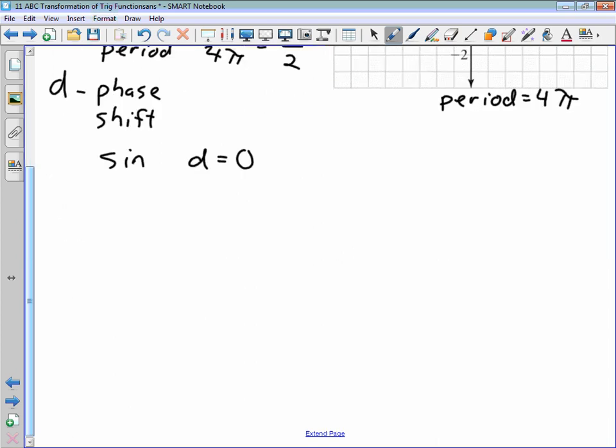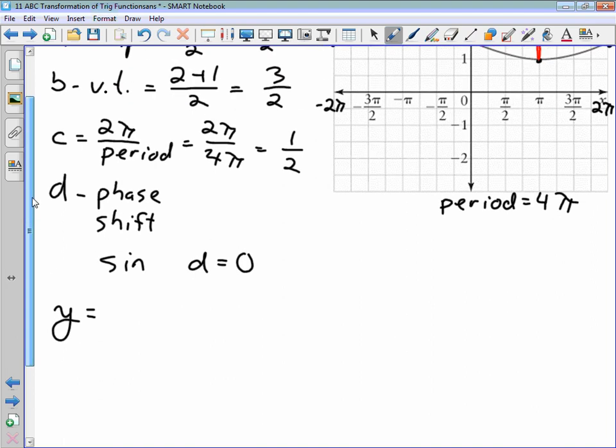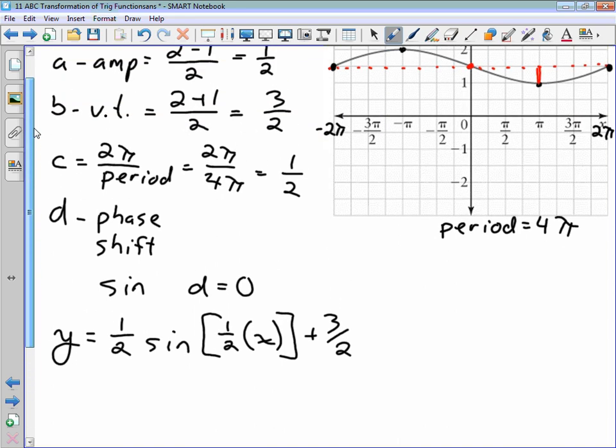So if we're modeling this with the sine function, we would just have y equals our a value here, which is 1/2, sine of our c value, which is 1/2, then x, minus our d value, which is 0, plus 3/2.